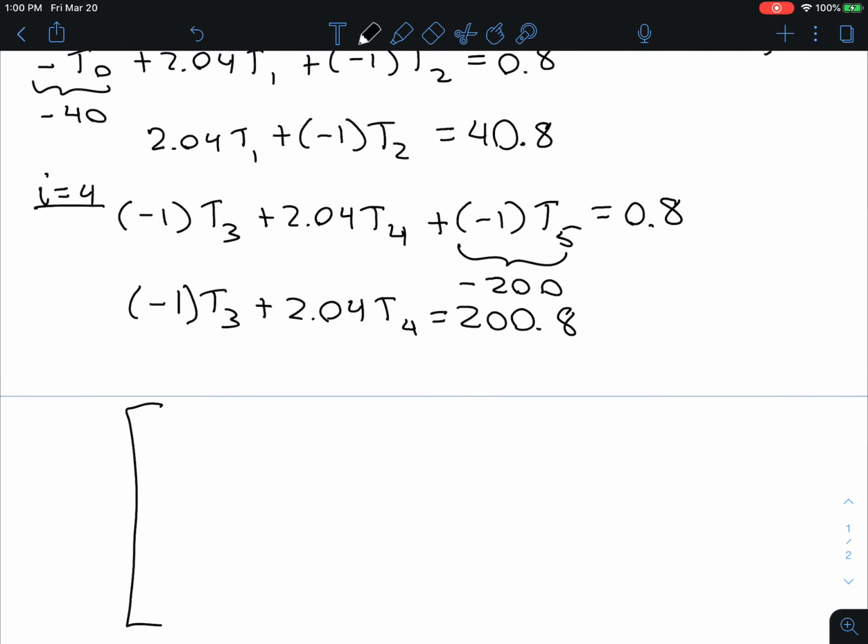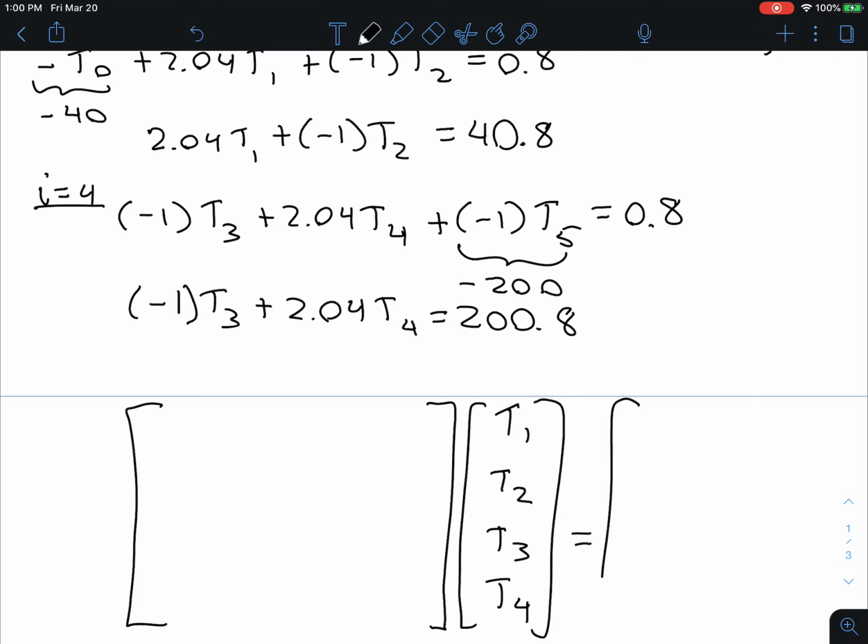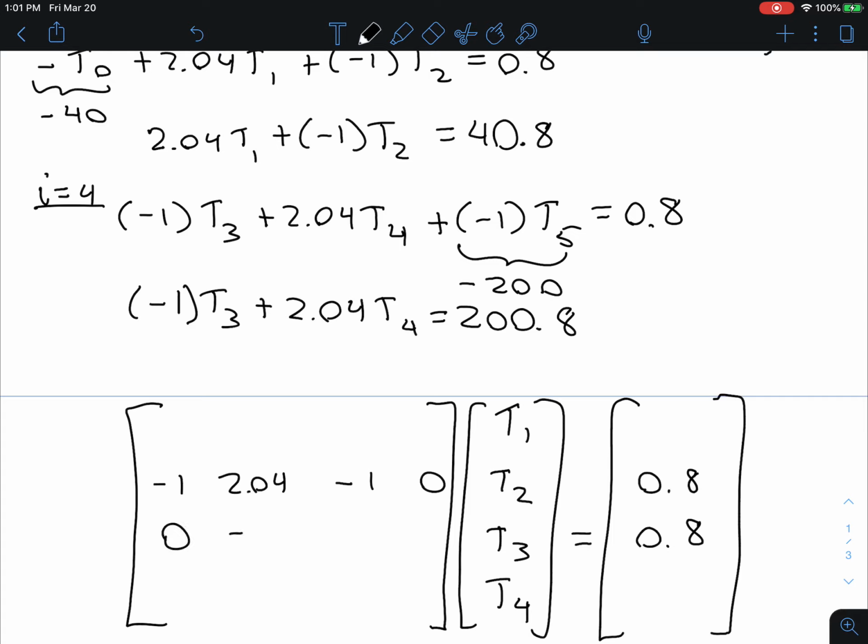So our matrix for a step size of 2 is going to look like the following. Our unknowns are T1, T2, T3, and T4. I find it easier to look at the middle two rows first. So we have 0.8, 0.8, and this is going to be negative 1, 2.04, negative 1, 0. We should follow the same pattern. Usually you just shift things over.